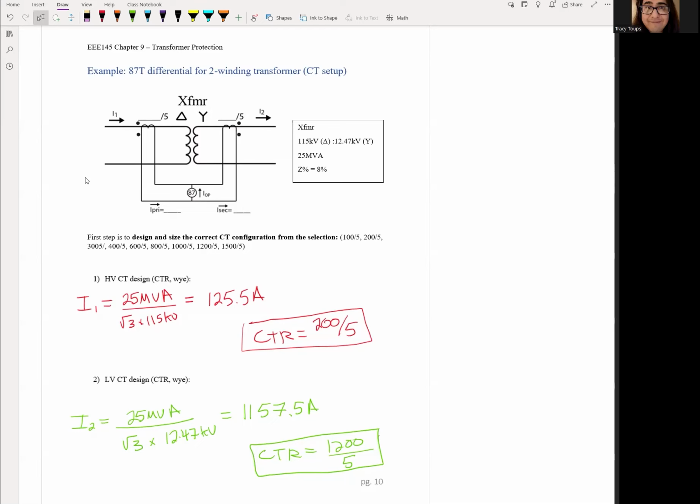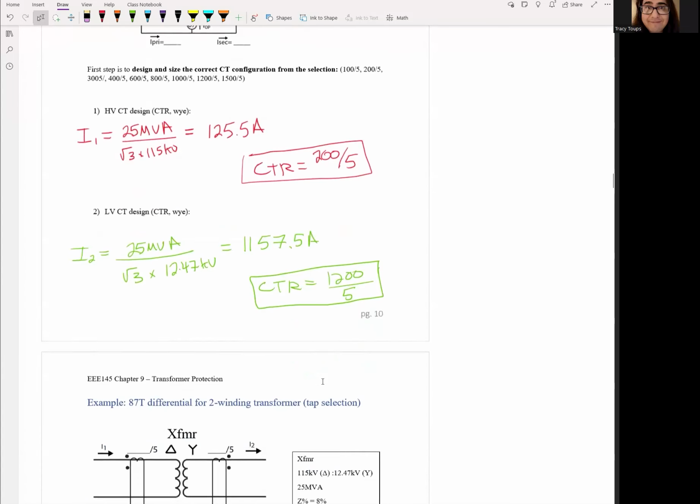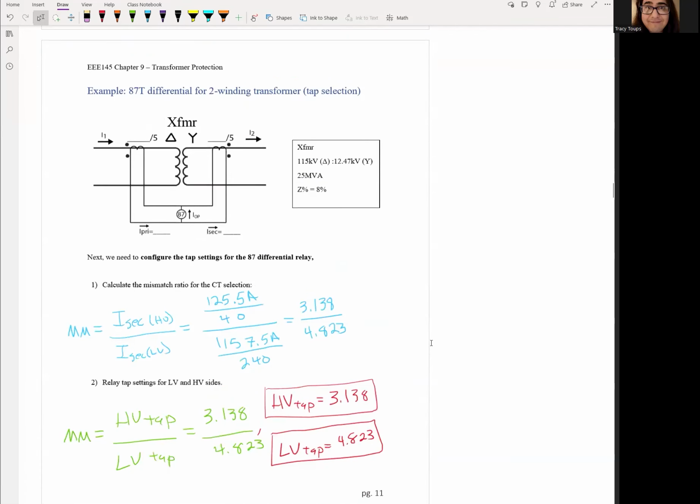On the low voltage side, we have I2 equal to 25 MVA divided by square root 3 times 12.47 kV. That's your low current, 1157 amps. That's actually really close to 1200:5, so we could pick 1200:5. So you can already know, because I2 has a very close ratio that's almost perfectly matched, but I1 is very far off, you're going to have a pretty bad mismatch right here. If they're both near perfectly aligned, your mismatch would be almost non-existent. So let's go ahead and see how bad it is.